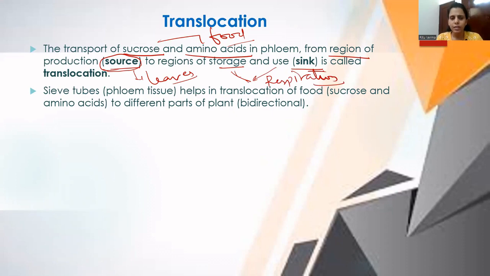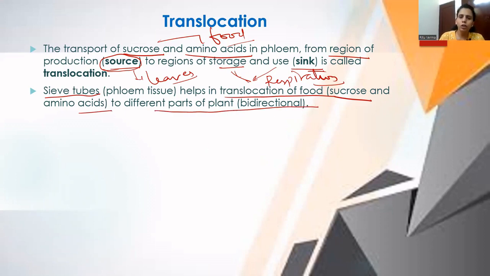And remember, translocation process is possible in plants because plants have a kind of tissue called phloem tissue, and in phloem tissue we have sieve tubes, okay? So these sieve tubes of phloem tissue help in translocation of food, that is sucrose and amino acids, to different parts of the plant, okay?